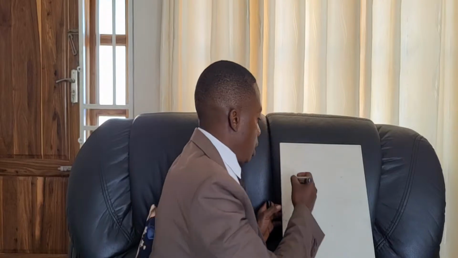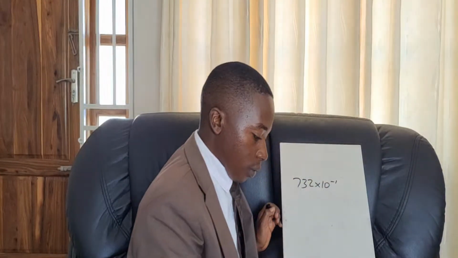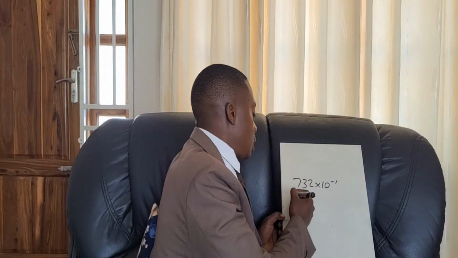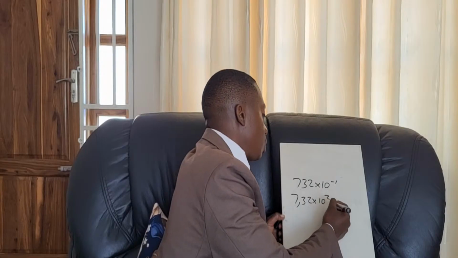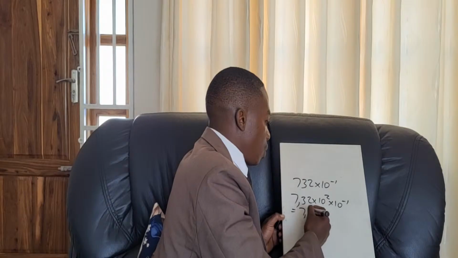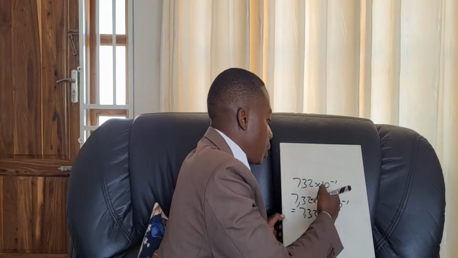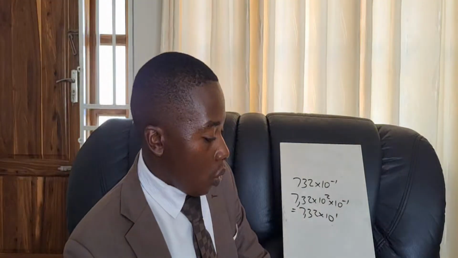Express 732 times 10 to the power negative 1 in standard form. We just change this to standard form: 7.32 times 10 to the power 2 times 10 to the power negative 1. So it will eventually become 7.32 times 10 to the power 2 plus negative 1, which is 2 minus 1, times 10 to the power 8. Can you simplify it? Then it becomes B.